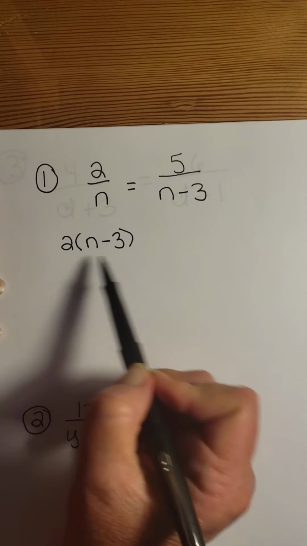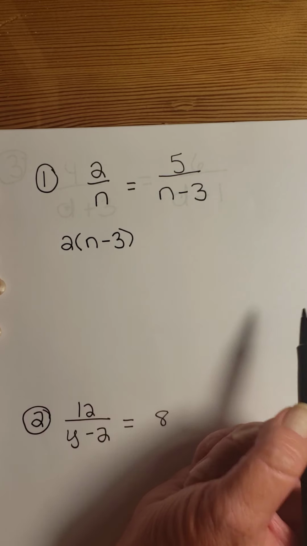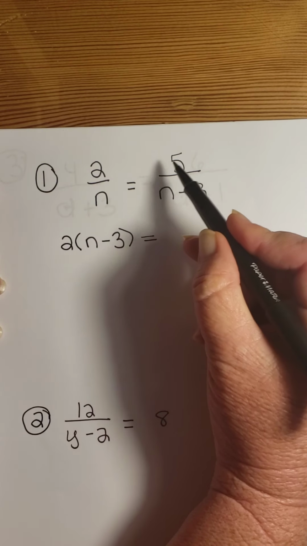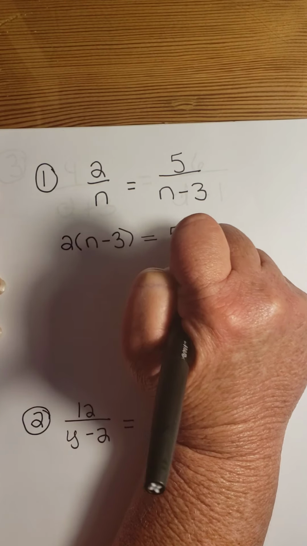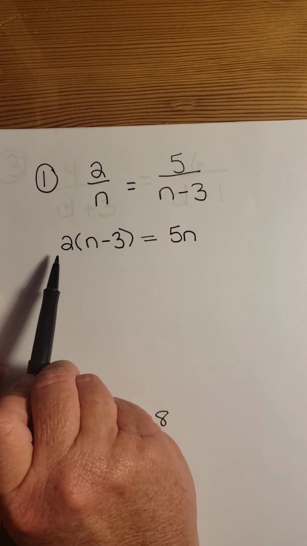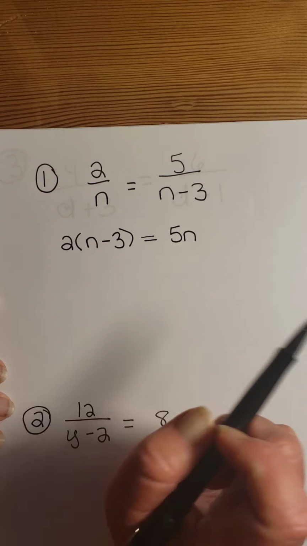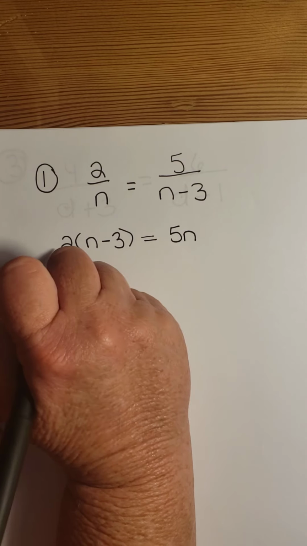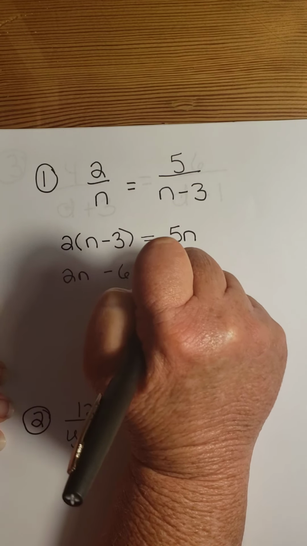It's important that I write it this way. The n minus 3 needs to be in parentheses here, equal to n times 5, and n times 5 is 5n. Now, why was it important? Well, I must distribute the 2 to the n and that negative 3. So 2 times n is 2n. 2 times negative 3, negative 6 equals 5n.